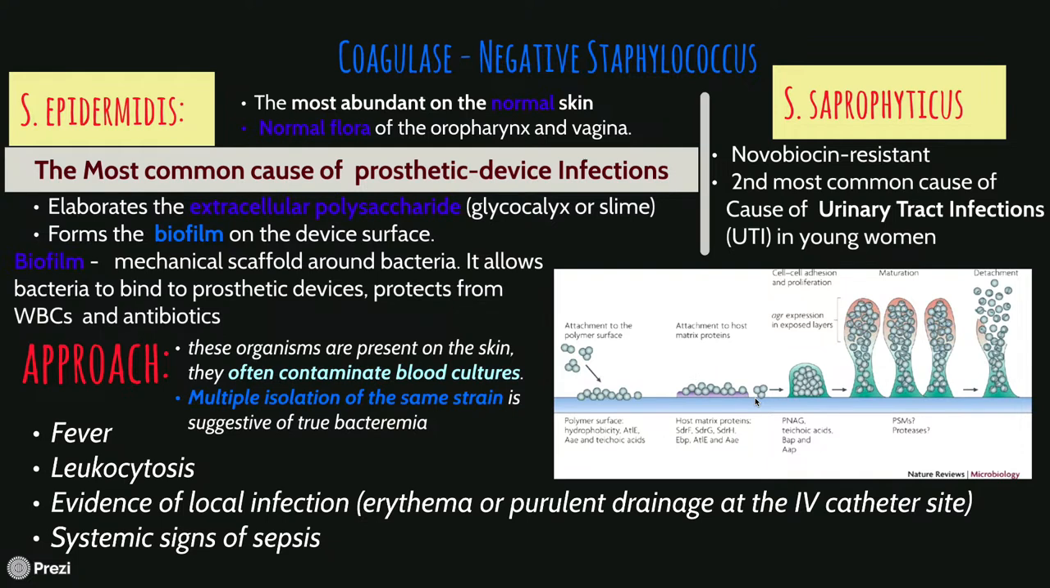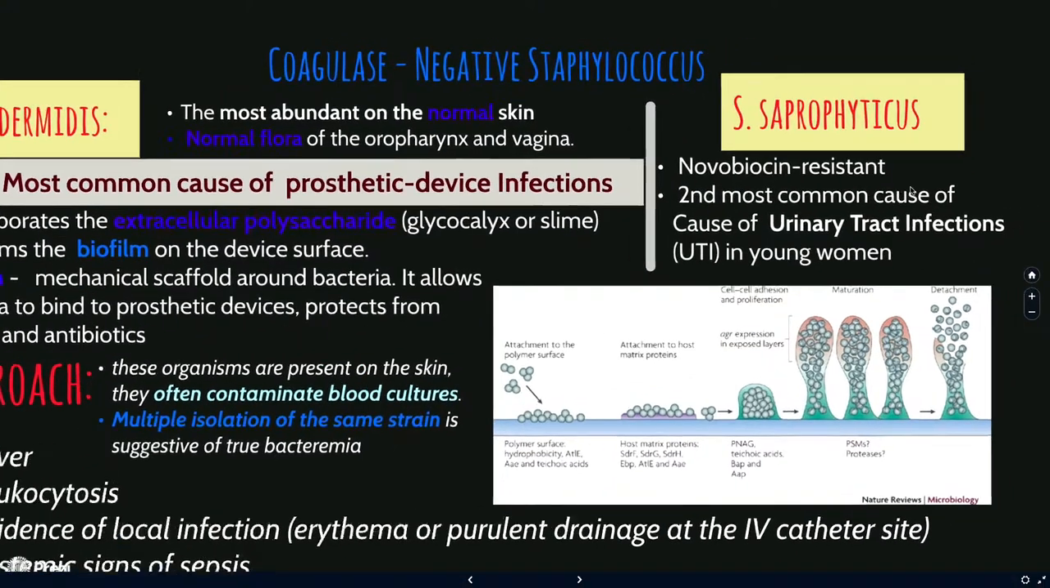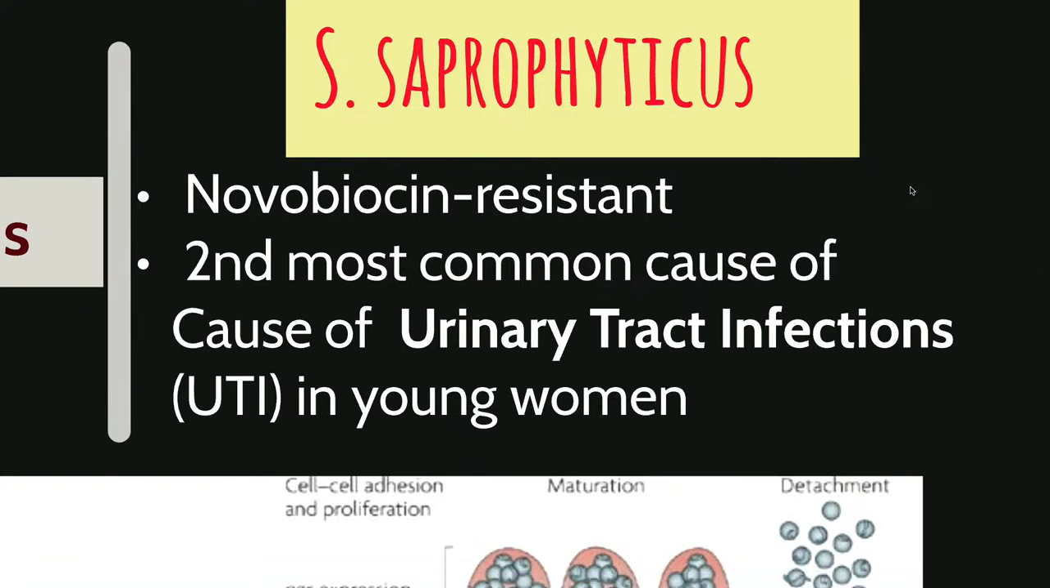Here we have only two of them discussed. There are like two sentences about Staphylococcus saprophyticus. What you need to know about it is that Staph saprophyticus is going to be the second most common cause of UTI infections in young women. Very specific. Not even in everyone. Only in young women of childbearing age.